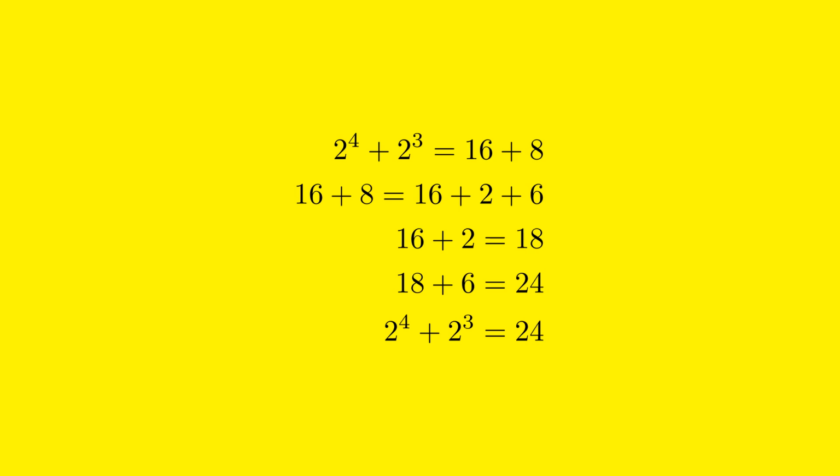16 plus 8 is as follows. 16 plus 2 equals 18. Now you need to add the remaining 6 from 8. So 18 plus 6 equals 24. Therefore, 16 plus 8 equals 24. This is the final step in simplifying our original expression. Simplifying the expression 2 to the power of 4 plus 2 to the power of 3 results in 24. Our expression is fully simplified to the integer value 24.